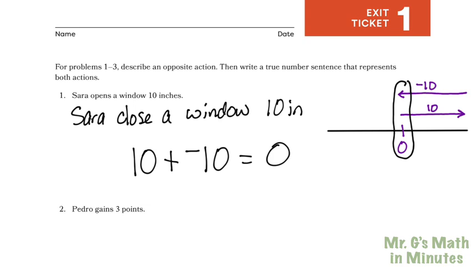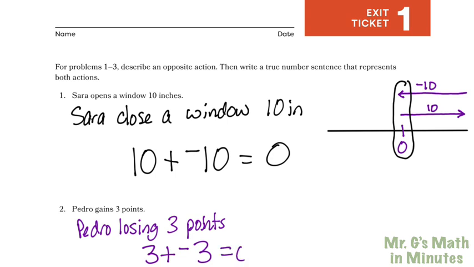If Pedro gains 3 points, the opposite of that would be Pedro loses 3 points. The number sentence for that would be: if he gains, that's a positive, but if he loses, that's a negative, and that gives you 0. The number line would be going to the right 3 times and then going to the left 3 times and getting back to 0.